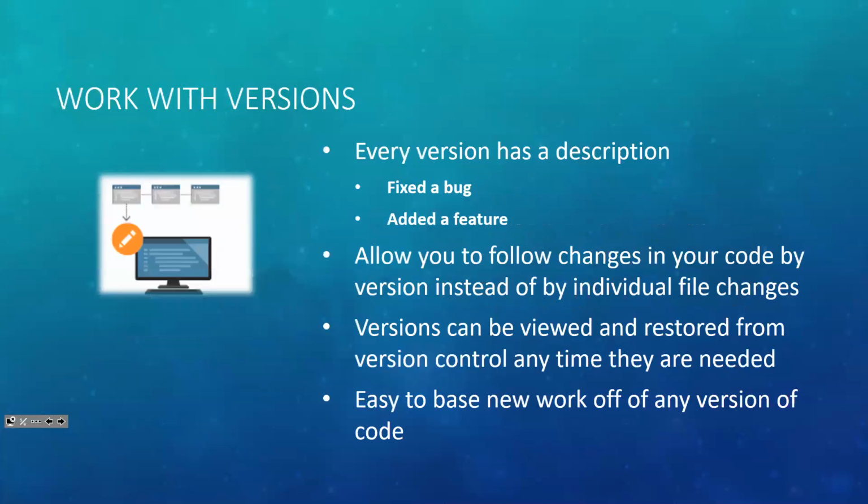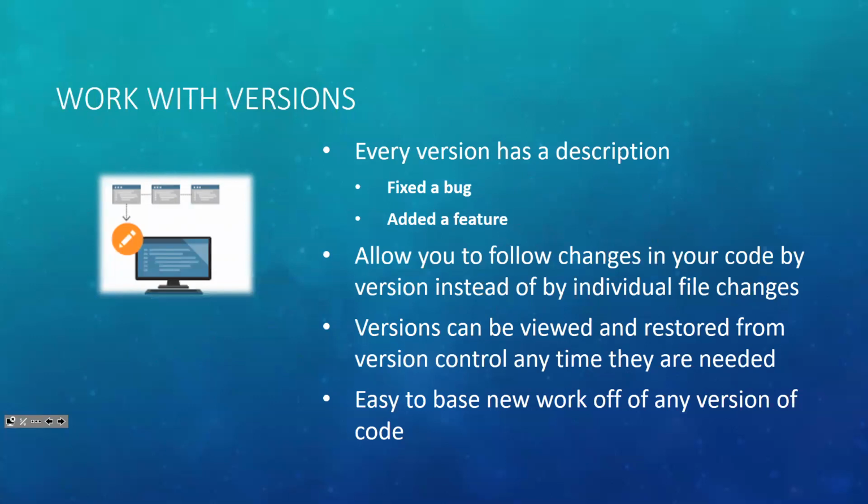Next, working with versions, just like we were saying. Every version that I input into my version control system is going to have a description. Did it fix a bug? Did it add a feature? Make sure you're putting good commit messages on what you're committing or checking in. What did it do? Why are you committing this? Was it because you had a bug in this area? Was it because the requirements changed? Those are the things you should be putting in your description.